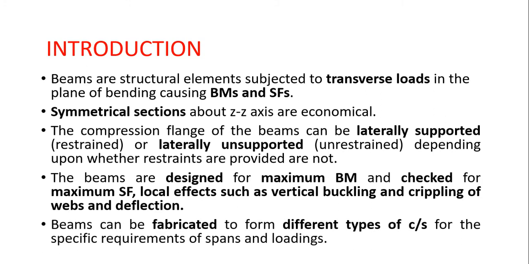The beams are usually designed for maximum bending moment. The same happens in RCC also, and they are checked for maximum shear force, whereas here we will be checking for local effects also, such as web buckling and crippling of webs, and also we will be checking for deflection. Beams can be fabricated to form different types of cross sections for the specific requirements of spans and loadings. If you take an example of RCC, the only option is a rectangular one, whereas here it can be fabricated in any shape based on the requirements.